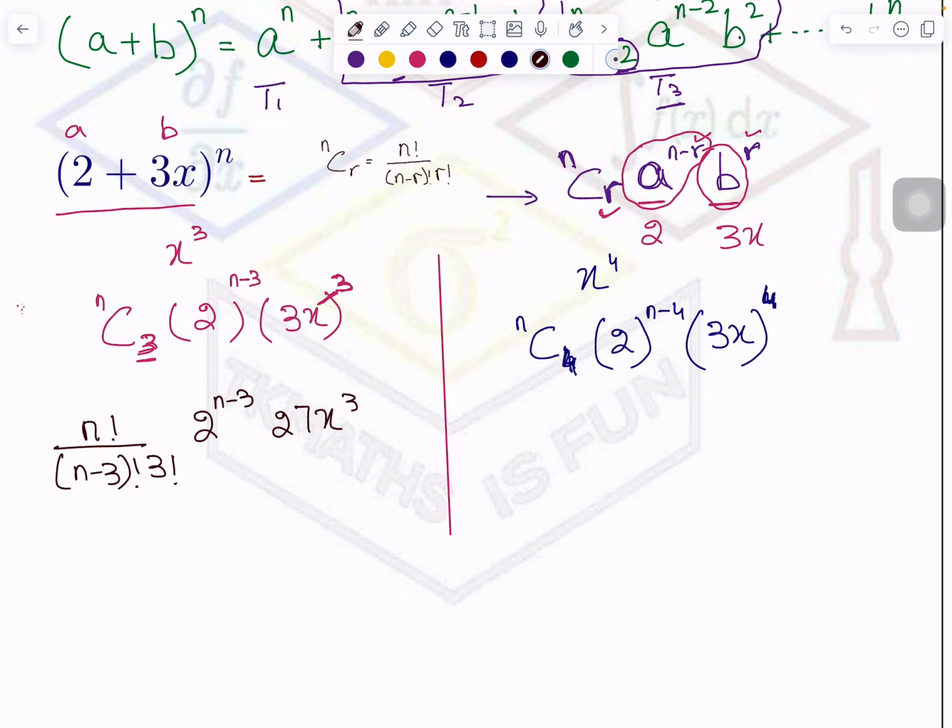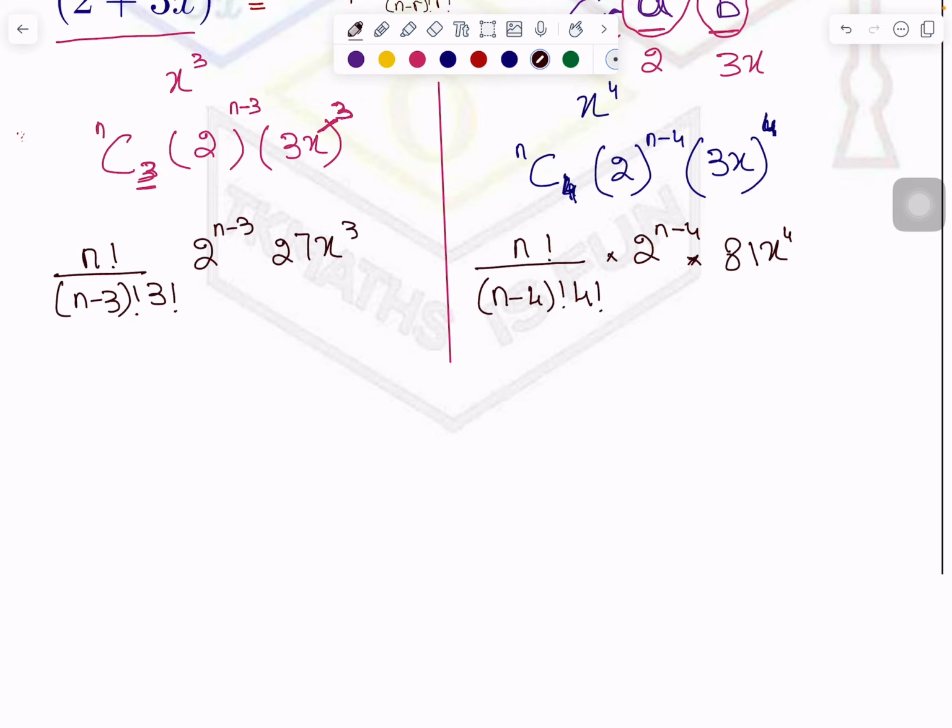Now I will stop here and expand the second term, the coefficient of x⁴. So it is n factorial divided by (n minus 4) factorial times 4 factorial, times 2^(n−4). Now what is 3⁴? Because 3³ is 27, then 27 times 3 is 81. Okay, so now you have these expansions. The question says they are in the ratio of 8:15, so now let me write it in ratio form. The ratio form can also be written in division form.